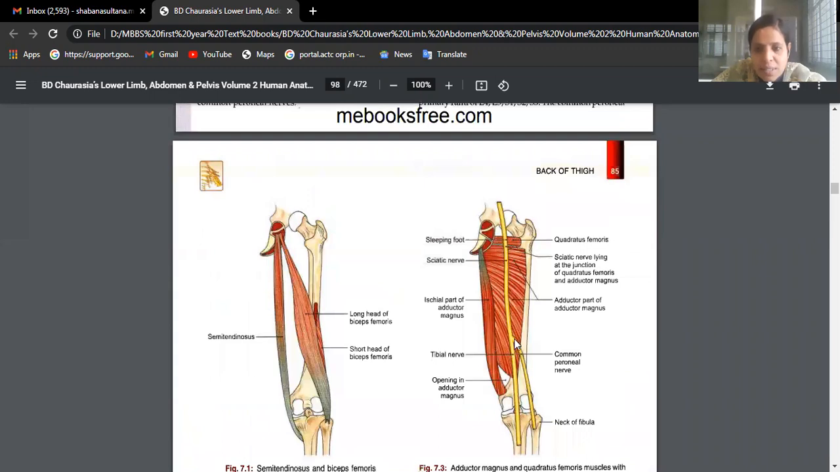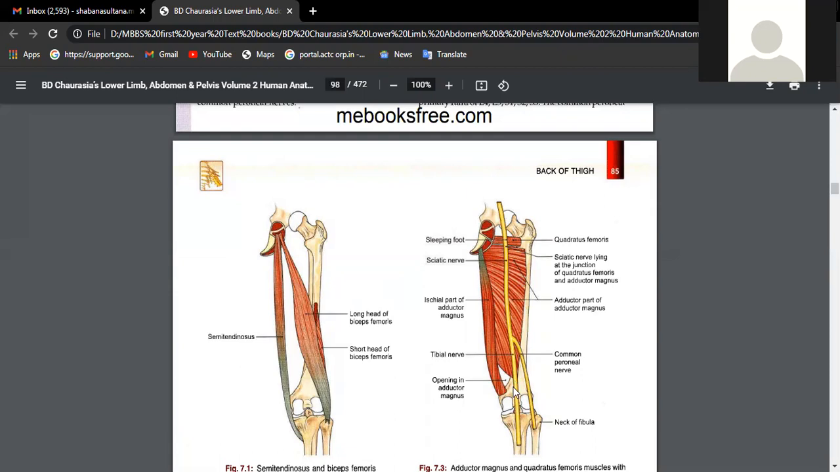So adductor magnus is actually coming again from the linea aspera completely. And the insertion is adductor magnus, from where does it come? The ischiopubic ramus. If you remember hip bone, we have ischium and pubis. In between, there is a connecting bone. You call it as ischiopubic ramus. So from the ischiopubic ramus, you will see adductor magnus comes, and it is completely getting inserted here into the linea aspera. And its insertion goes up to adductor tubercle.